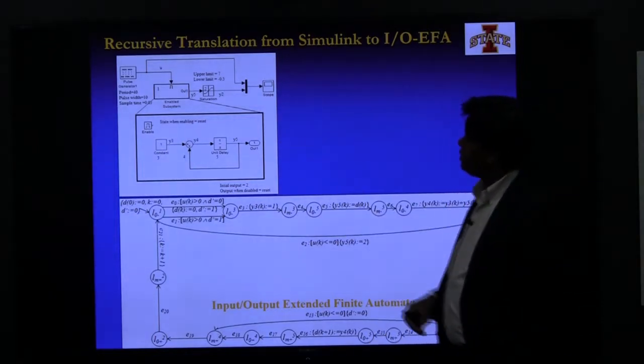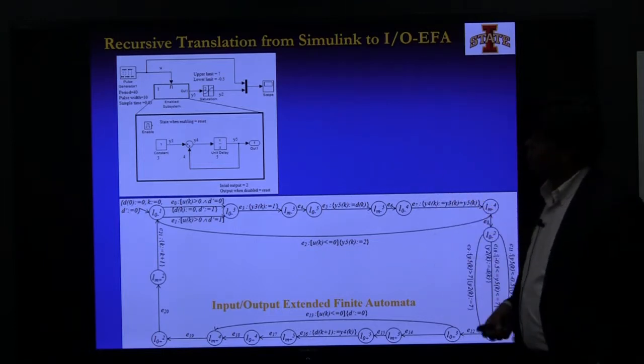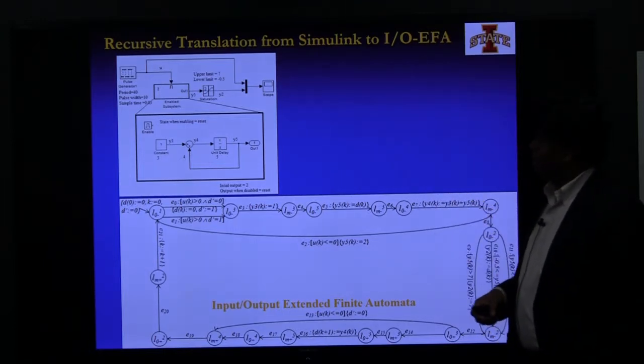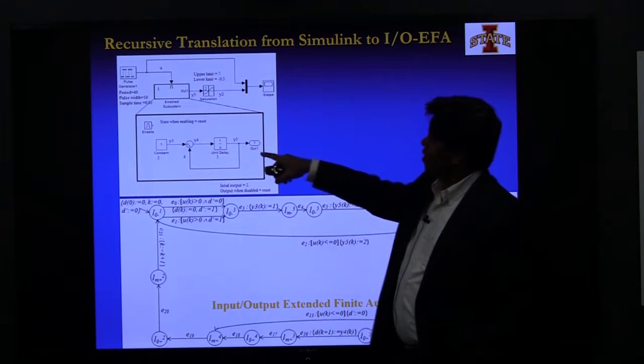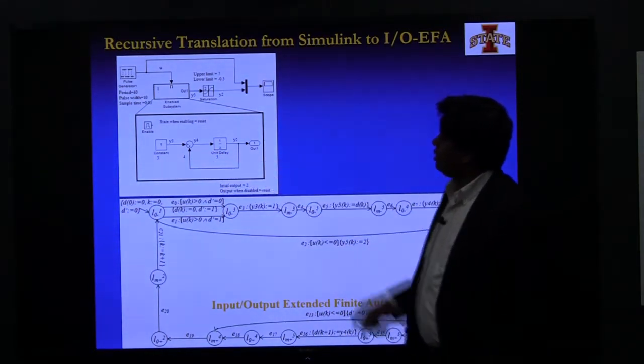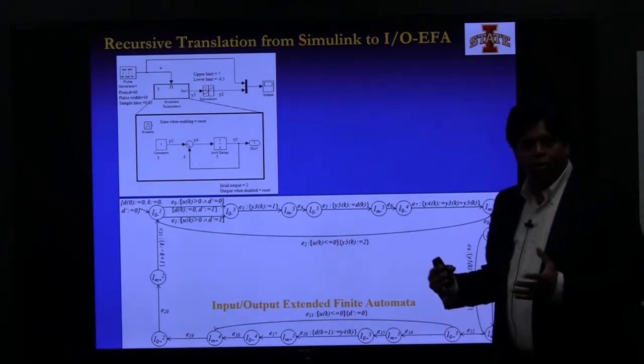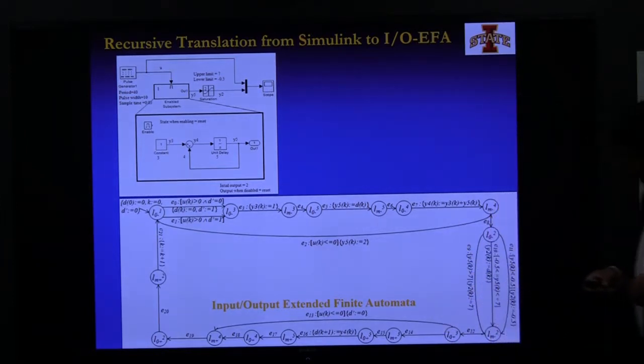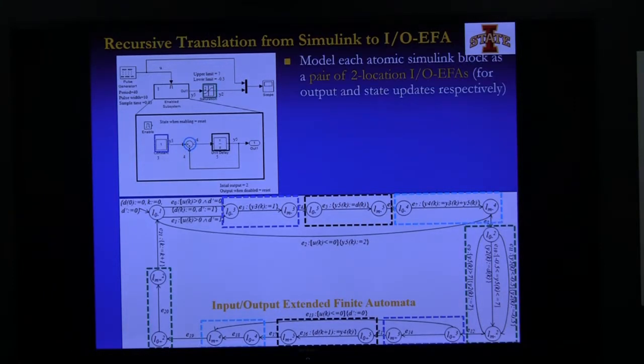So the Simulink Stateflow diagram, so this is for Simulink, is made by taking some atomic blocks such as summation, a constant input, a delay, and then putting them together. So the way this is modeled is for each atomic block that is shown there, we model it using a pair of automata.